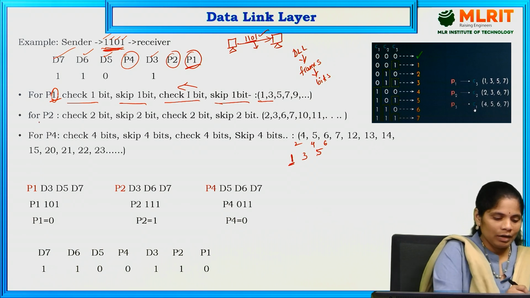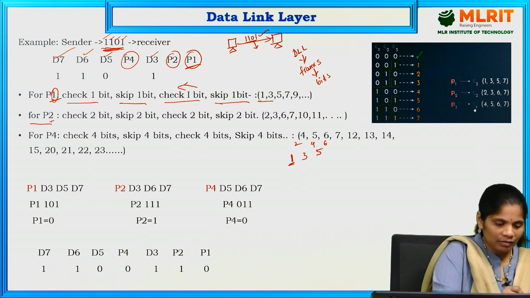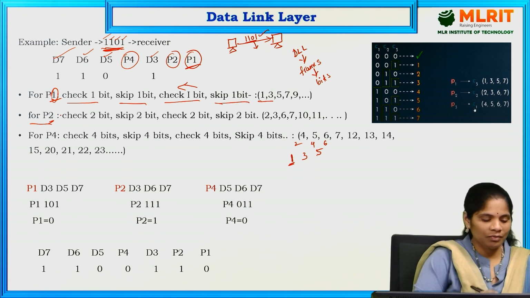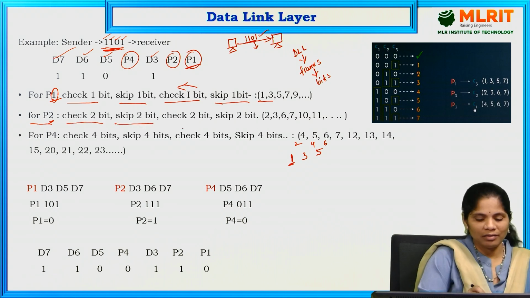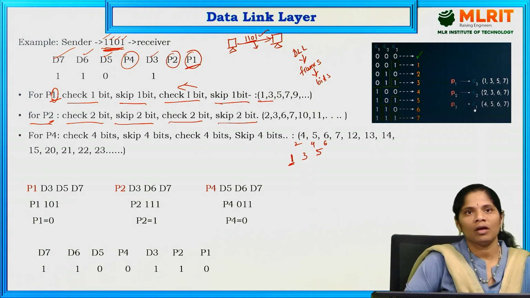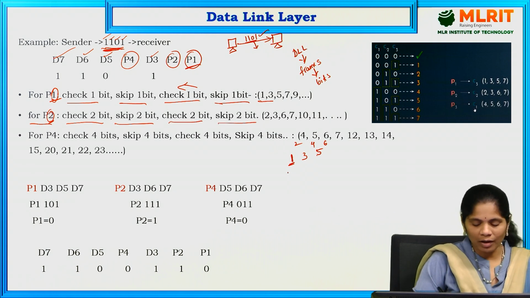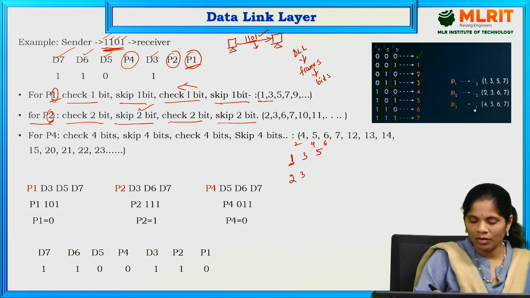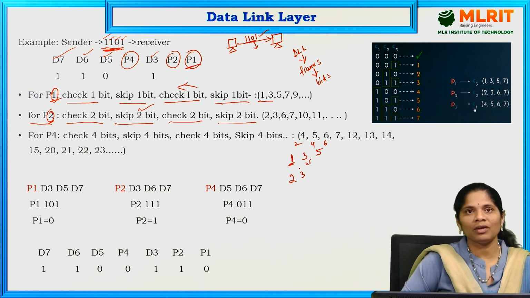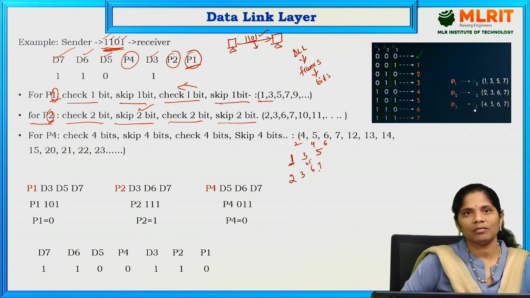For finding P2, how are we going to find it? Here it is the second position, which means we check 2 bits and skip 2 bits, again check 2 bits, skip 2 bits. It starts from the second position. From 2 we check 2 bits, meaning 2 and 3 we check. Next we skip 2 bits, 4 and 5. Again we check 6 and 7.